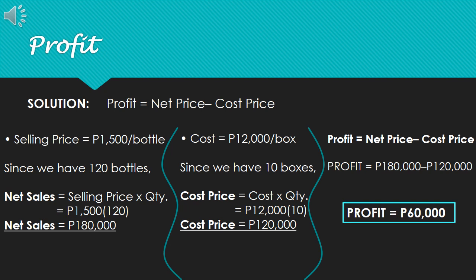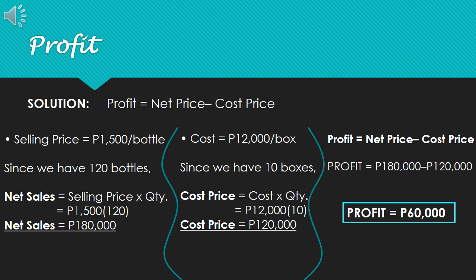So, for the selling price, sabi, si Chen daw, ibibenta niya yung perfume bottles for 1,500 each. And since we have 120 bottles, then the net sales would be the selling price multiplied by the quantity. So we have 1,500 times 120 bottles, then the net sales would be 180,000 pesos.